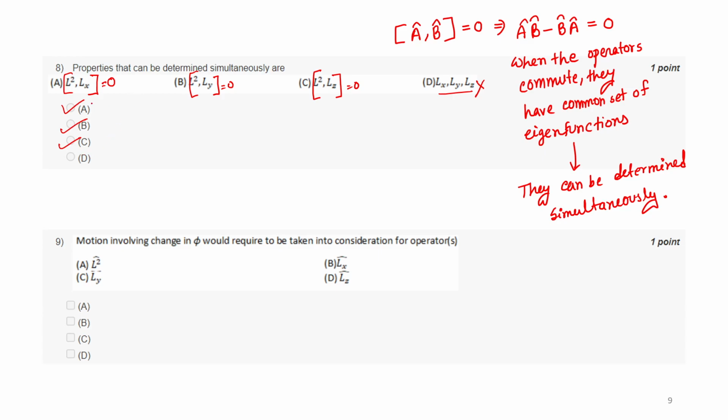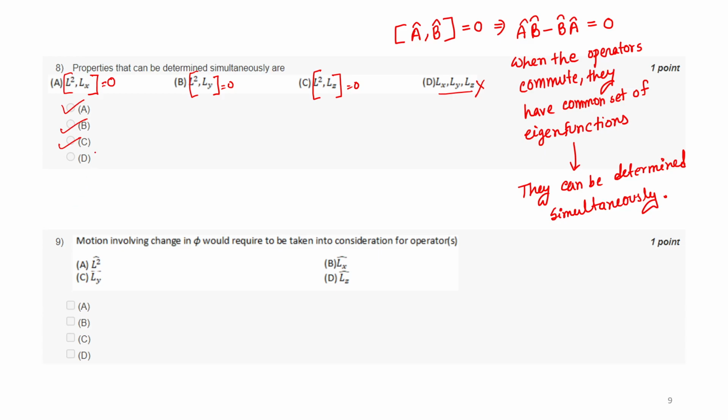Okay. So your total angular momentum, actually L square, commutes with each of the components Lx, Ly and Lz, not only with Lz. So SAR has shown only with Lz, but it can commute also with Lx and Ly. So actually you are going to determine these properties simultaneously, A, B and C.